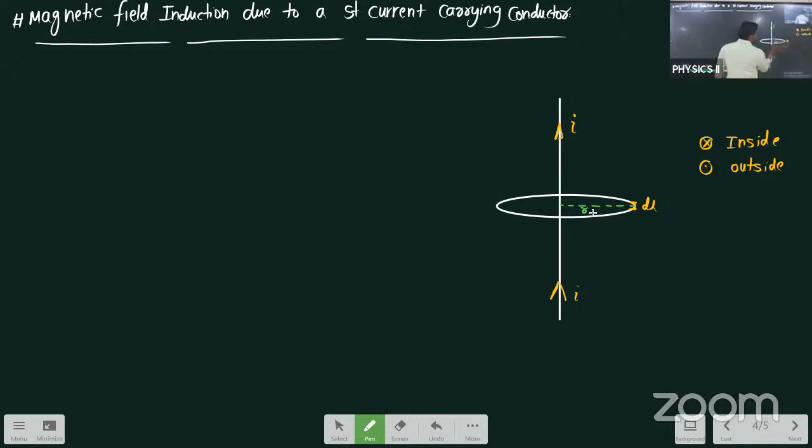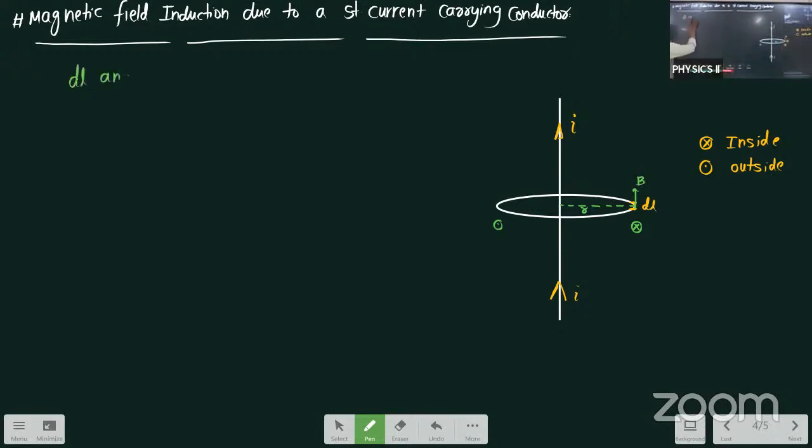Now see here, thumb represents the direction of electric current and curling of fingers represents the direction of magnetic field. See here, my fingers are going inside, so here the magnetic field will be inside. I am using the cross symbol. And here the magnetic field is coming outside, so I will be using the dot symbol. See here, this is the length element dl and the direction of magnetic field is also in this direction B. So what is the angle between dl and B?